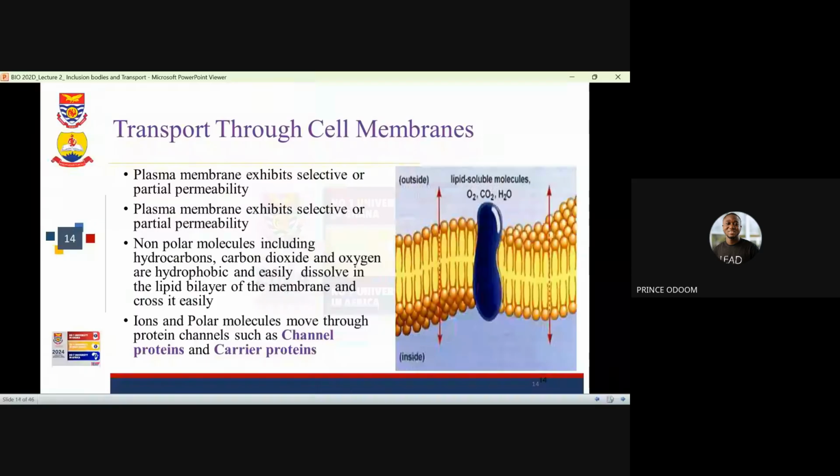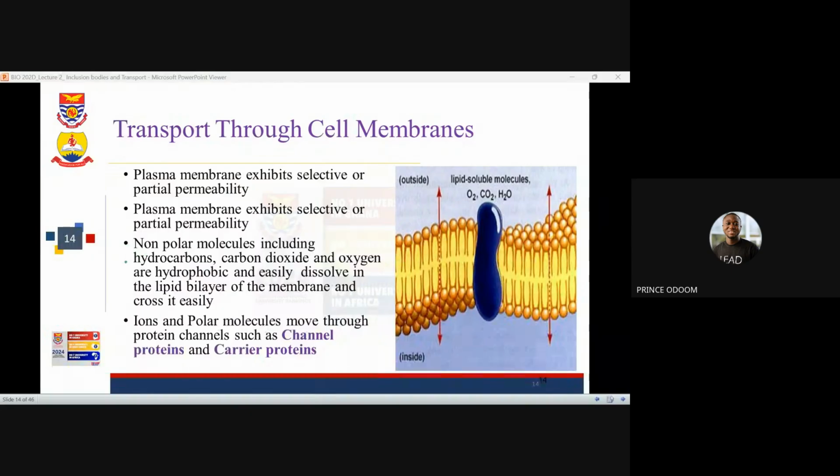So transport through the cell membrane. Remember, we said that the cell membrane is selectively permeable. The cell membrane allows some molecules to pass through and prevents other molecules from passing through. Now, the cell membrane has what we call the phospholipid bilayer, as well as some protein channel gates. So in the next hour, I want to look at the various ways by which molecules move across the plasma membrane. So the plasma membrane exhibits selective or partial permeability.